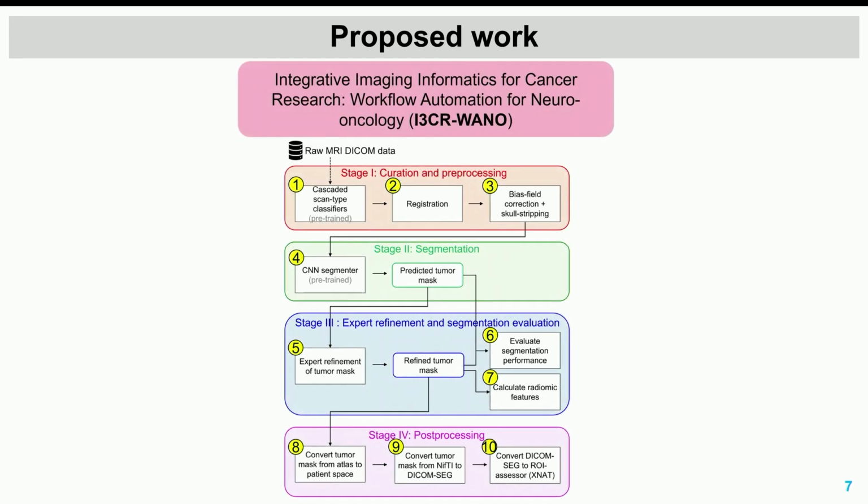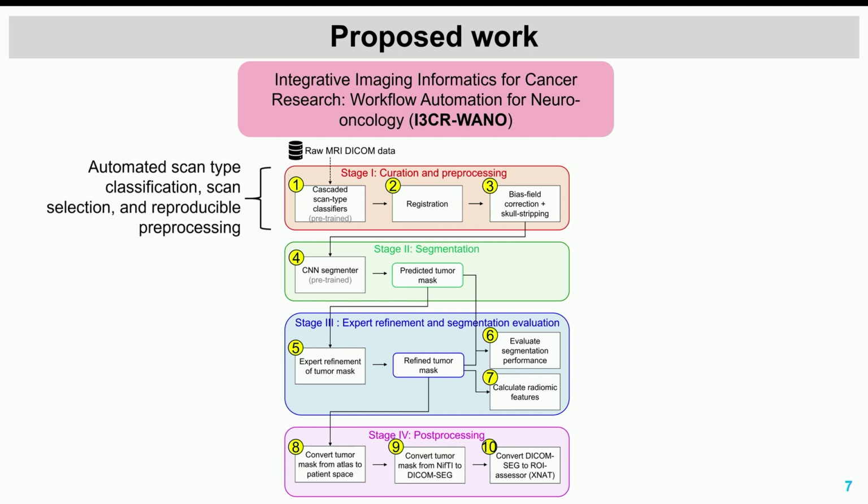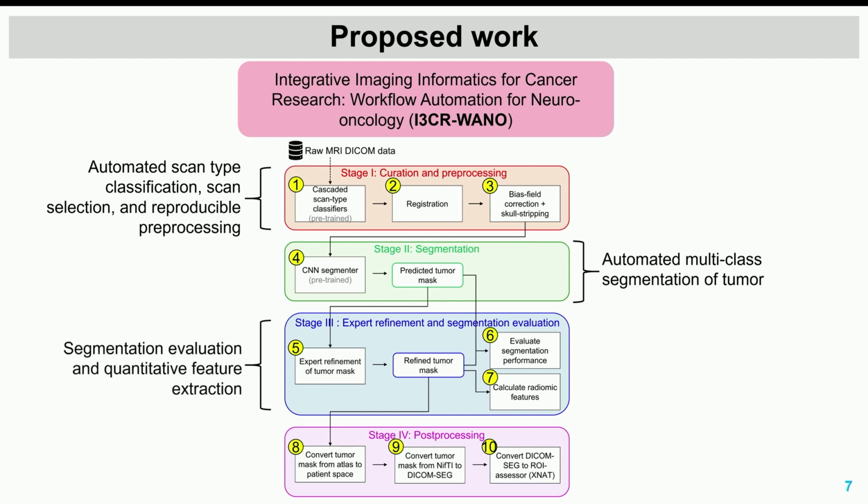So we wanted to automate all of these steps in an end-to-end workflow. We came up with this I3CR Vano workflow, which has 4 specific stages. In the first stage, we curate and pre-process the data in a standardized way. In the second stage, we do a multi-class segmentation of the tumor using a CNN. In the third stage, we send this tumor segmentation mask to an expert for review and refinement. And then in the last stage, we convert this final tumor mask into formats that can be easily usable in a clinical setting.